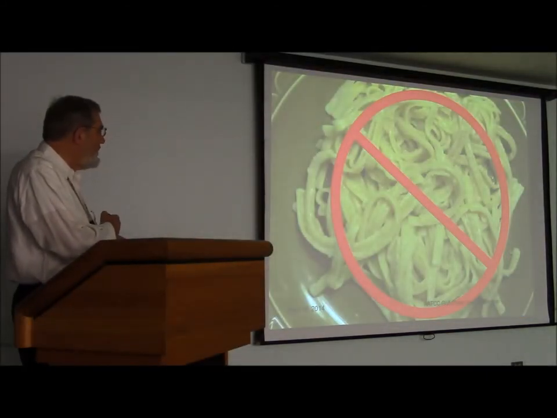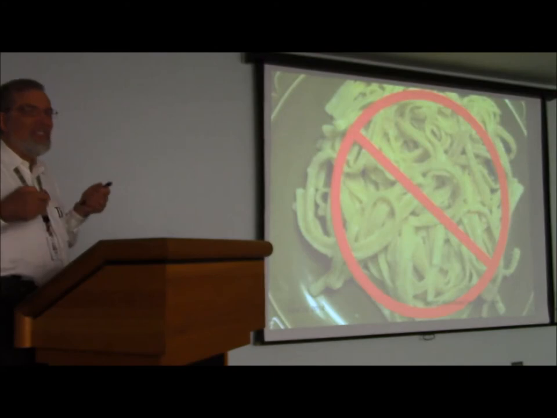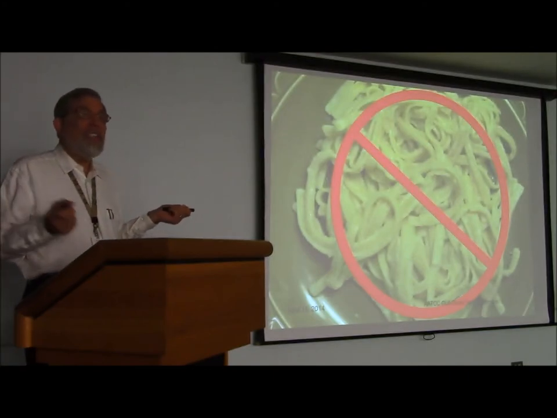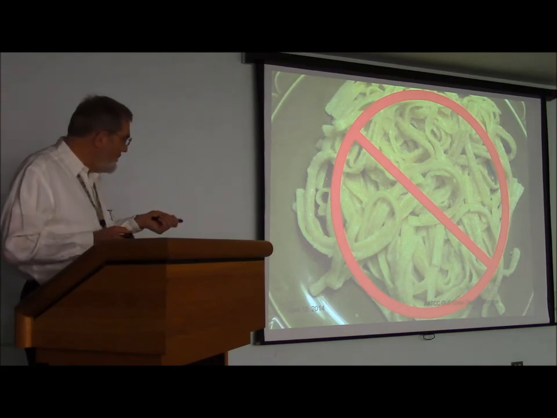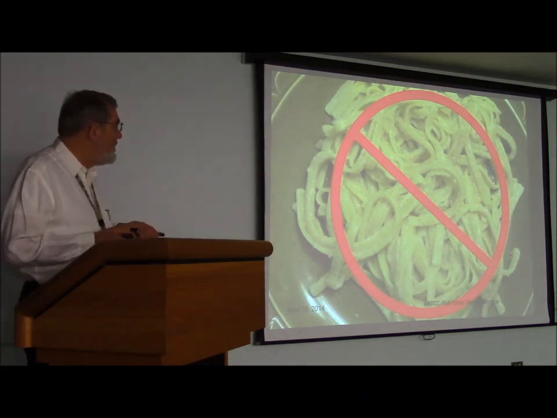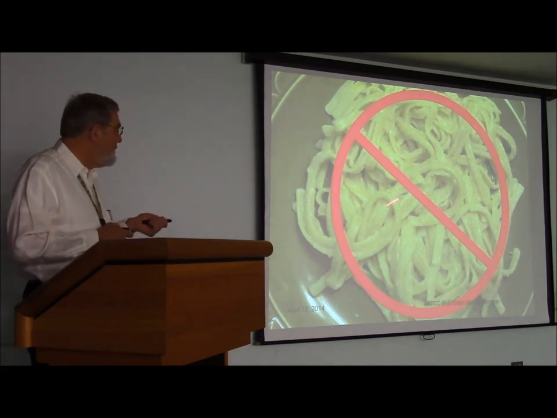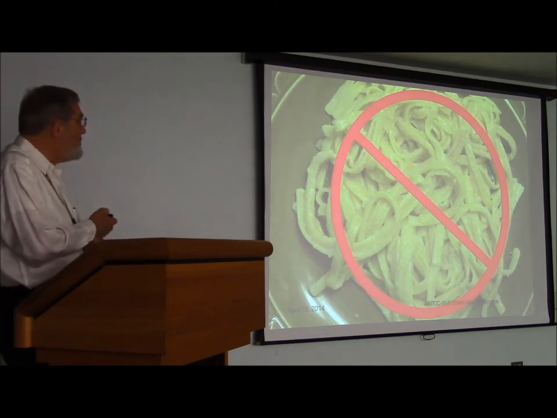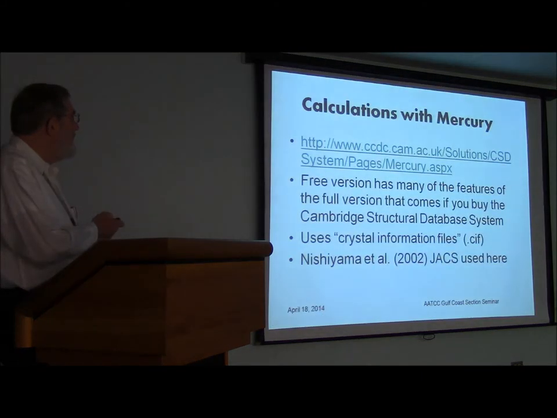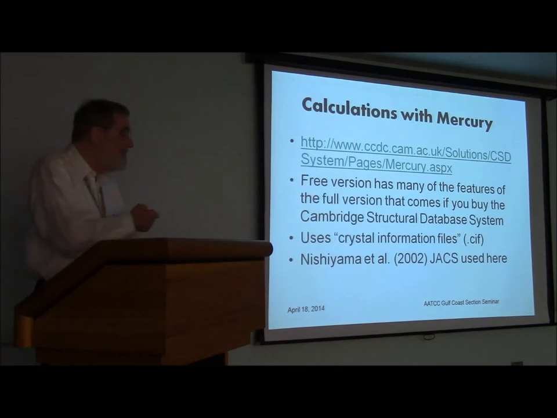So going to this idea that polymers have a crystalline phase and an amorphous phase, and the amorphous phase looks like spaghetti. Cellulose is a flat ribbon, and so it looks like fettuccine instead of spaghetti. And I've said, no, that isn't what amorphous cellulose looks like. If you download this Mercury program, which we have the link for here, it takes in the crystal information files, which you can either get from the published literature or create yourself easily enough with a text editor.